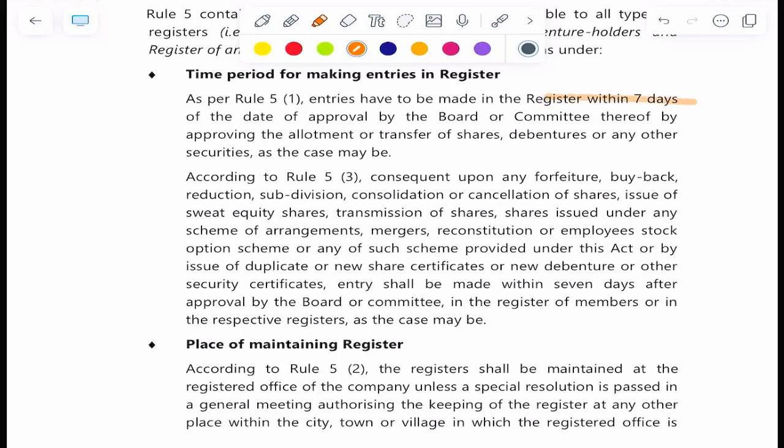According to Rule 5(3), consequent upon forfeiture, buyback, reduction, subdivision, consolidation or cancellation of shares, issue of sweat equity shares, transmission of shares issued under any scheme of agreement, mergers, reconstitution or employee stock option scheme or any such scheme provided under this Act, or by issue of duplicate or new share certificates or new debenture or other security certificates, entry shall be made within 7 days after approval by the Board or Committee in the register of members or in the respective register, as the case may be.